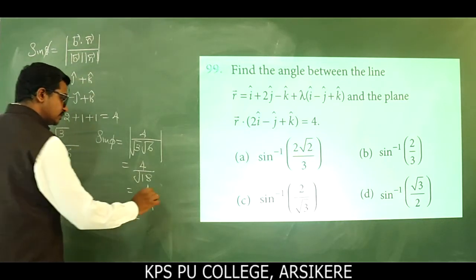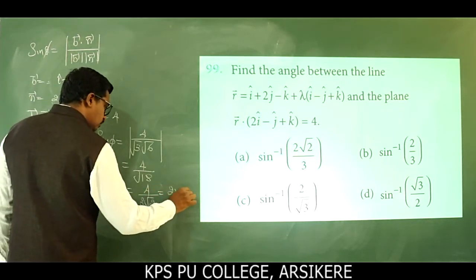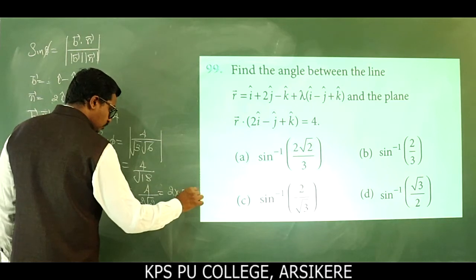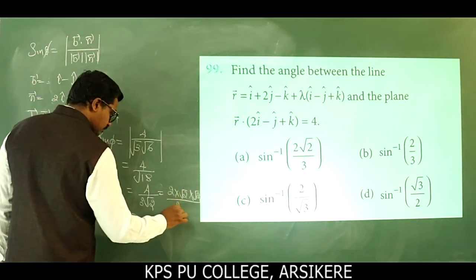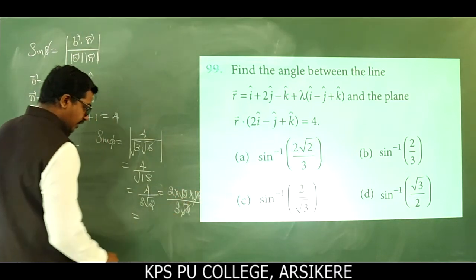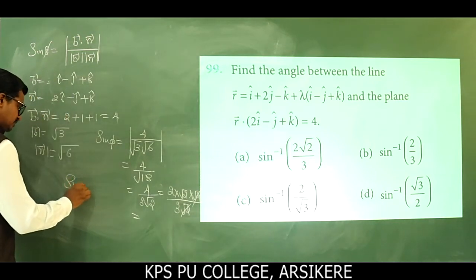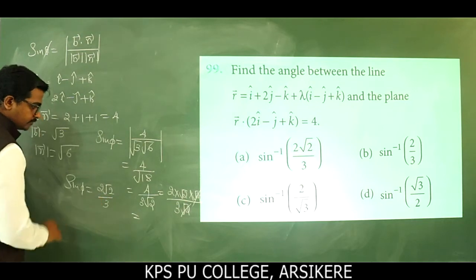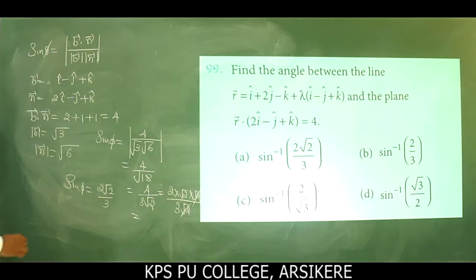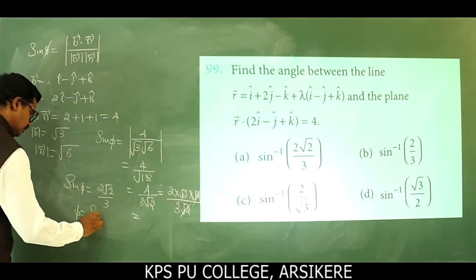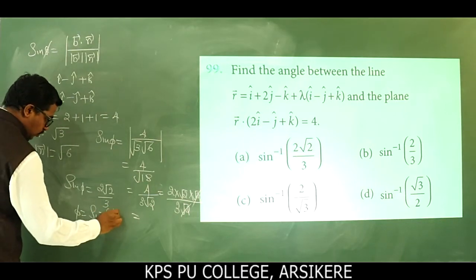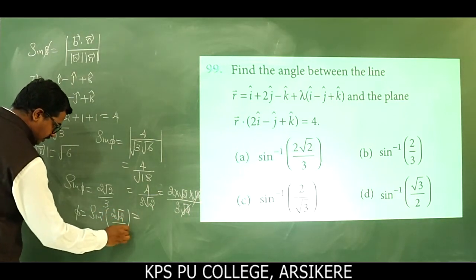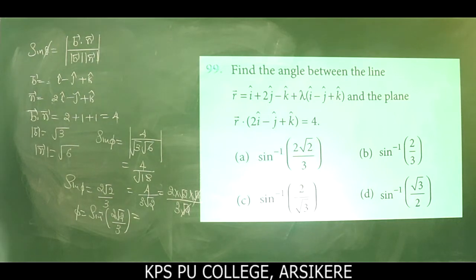Again, 4 can be written as 2 into 2, that is 2 into root 2 divided by 3 root 2. Root 2 gets cancelled. What we have here: sin θ is equal to 2 root 2 divided by 3. This is our answer. Or else θ is equal to sin inverse of 2 root 2 divided by 3. This is the answer. Take a pause and note.